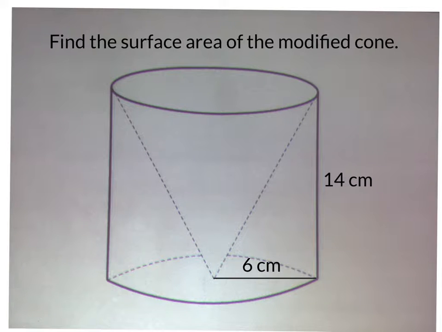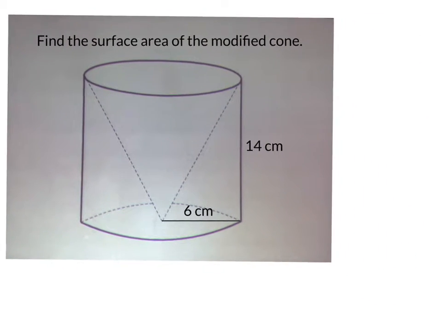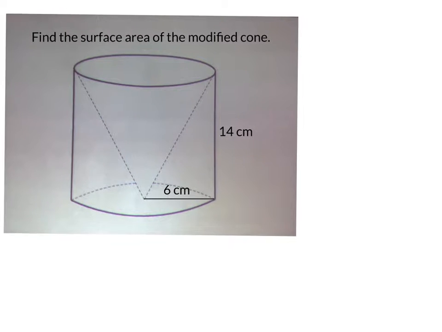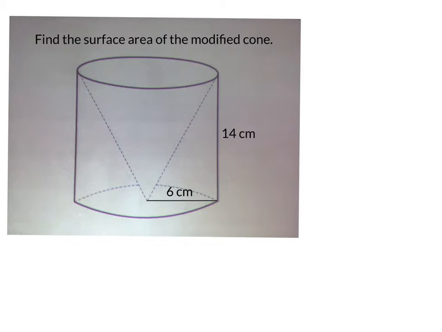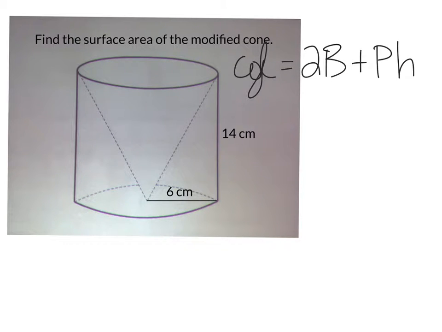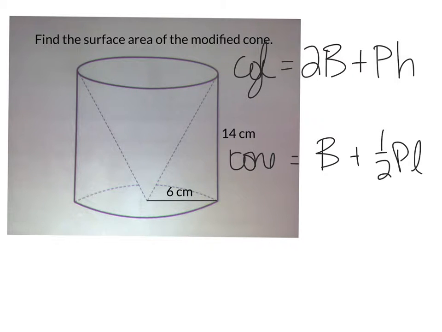So we're going to find the surface area of this by modifying our equations. So normally, for a cylinder, the equation is 2 bases plus the perimeter times the height. Okay, and for a cone, that's 1 base plus half of the perimeter times the slant height. That is your standard formula for the surface area of a cylinder and the surface area of a cone.